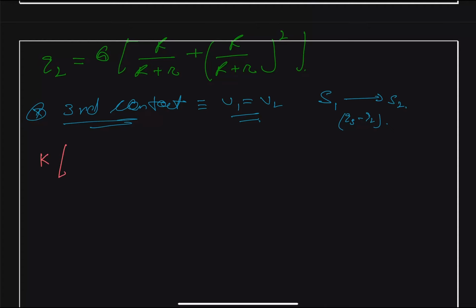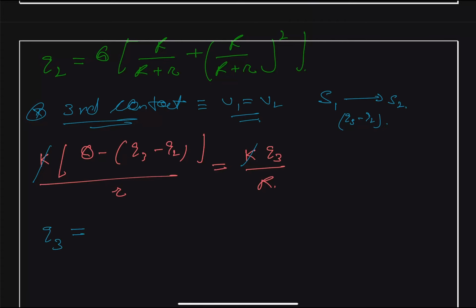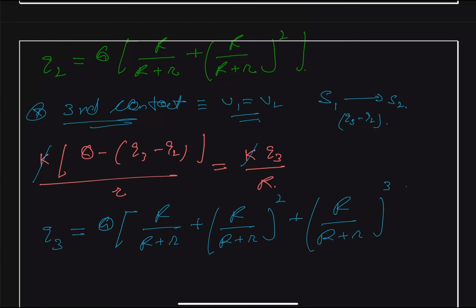K, and this will be capital Q minus (Q3 minus Q2) divided by small r is equal to K Q3 divided by capital R. And from here we can easily find out our Q3, and Q3 will be equal to capital Q times R upon R plus r, plus R upon R plus r whole square, plus R upon R plus r, and this comes as whole cube.